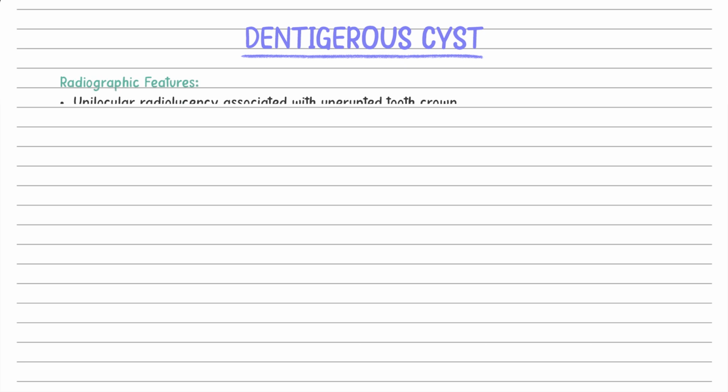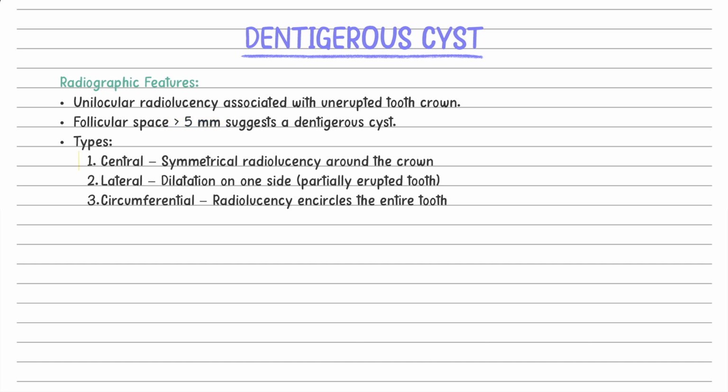Radiographically, a dentigerous cyst appears as a unilocular radiolucency around the crown of an unerupted tooth. If the follicular space is more than 5 mm, we suspect a dentigerous cyst. There are 3 types: central, lateral, and circumferential.